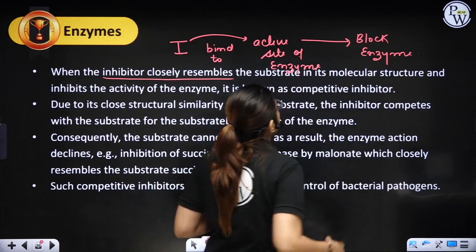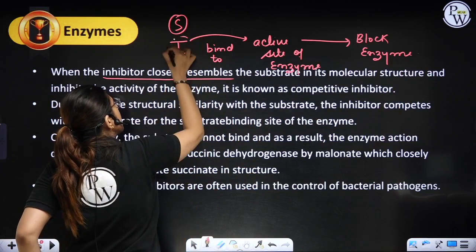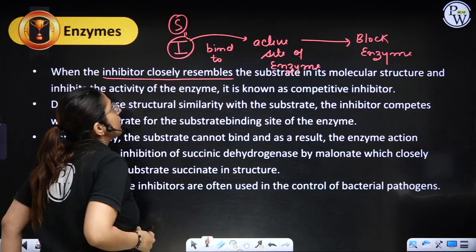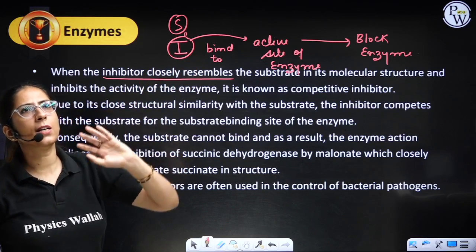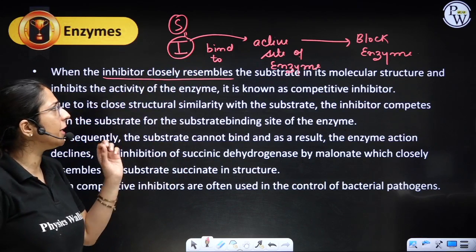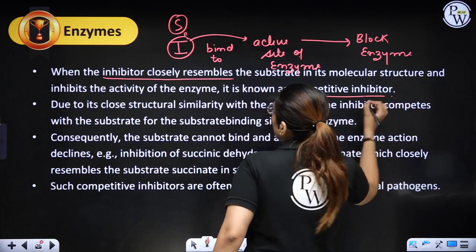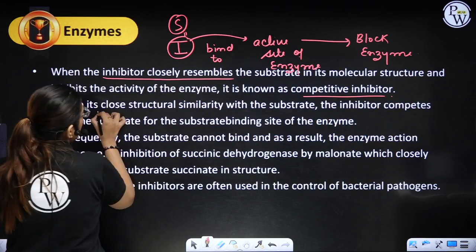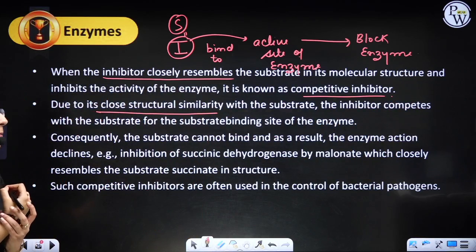See, what has happened is whenever the substrate is there, the substrate and this inhibitor closely resemble each other. When they resemble each other, instead of binding to the substrate, the inhibitor binds to the active site of the enzyme and it blocks the activity. This is termed a competitive inhibitor. Clear? So due to the close structural similarity, the inhibitor competes with the substrate for the substrate binding site of the enzyme.